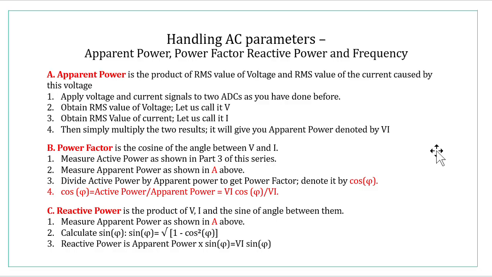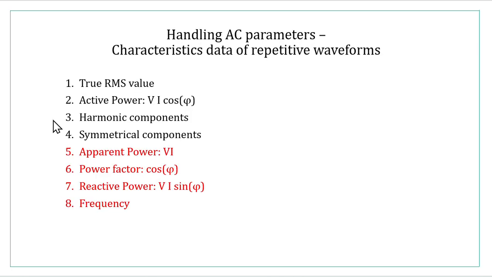Then comes the reactive power. Reactive power is VI sin phi. One way of looking at it, if you know cos phi, then sin phi is not very far away. Square root of 1 minus cos square phi is sin phi. So you already know apparent power, which is V multiplied by I. Multiply this with sin phi and you will get the reactive power. Then what next? Here you had the apparent power, power factor and reactive power. Now you have understood how to go about it.